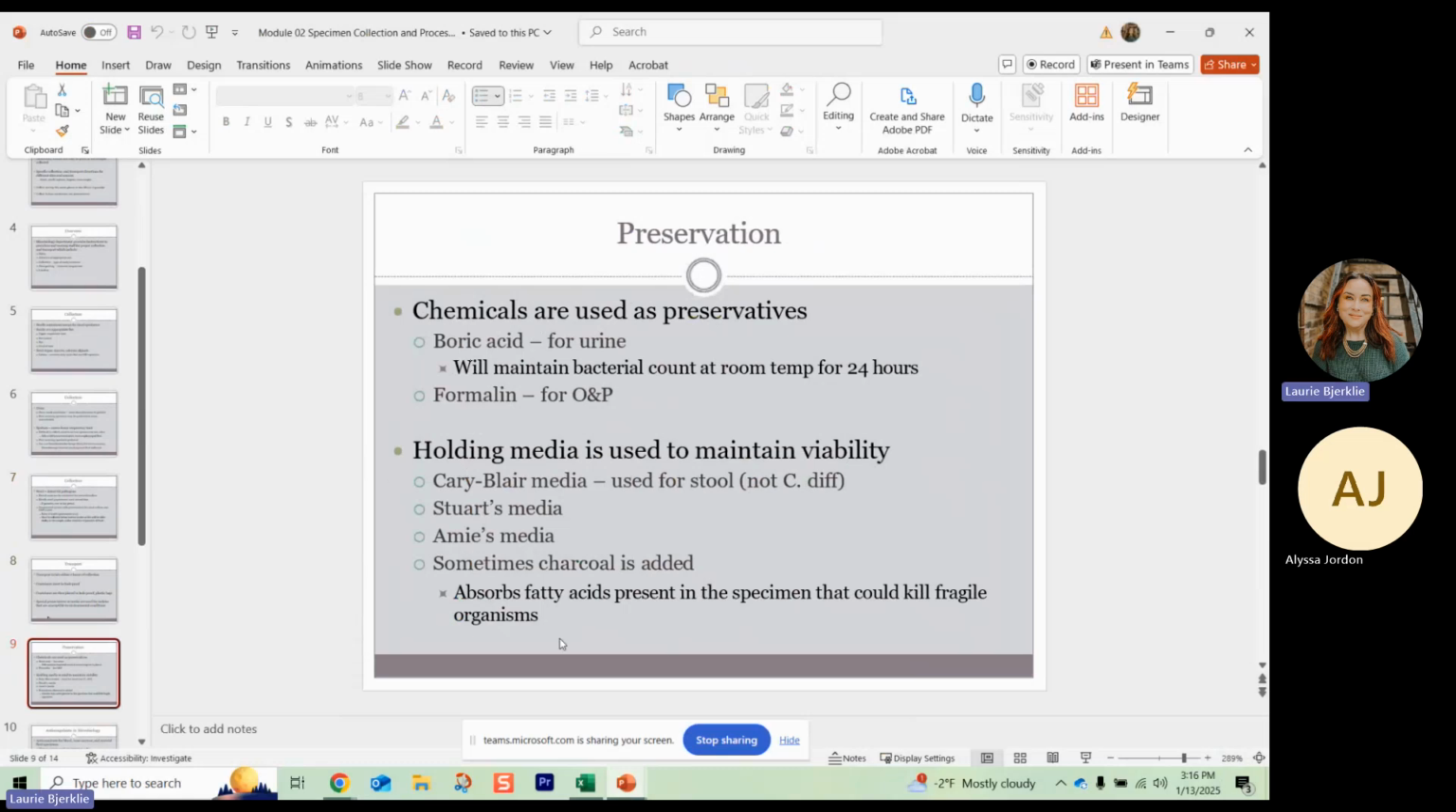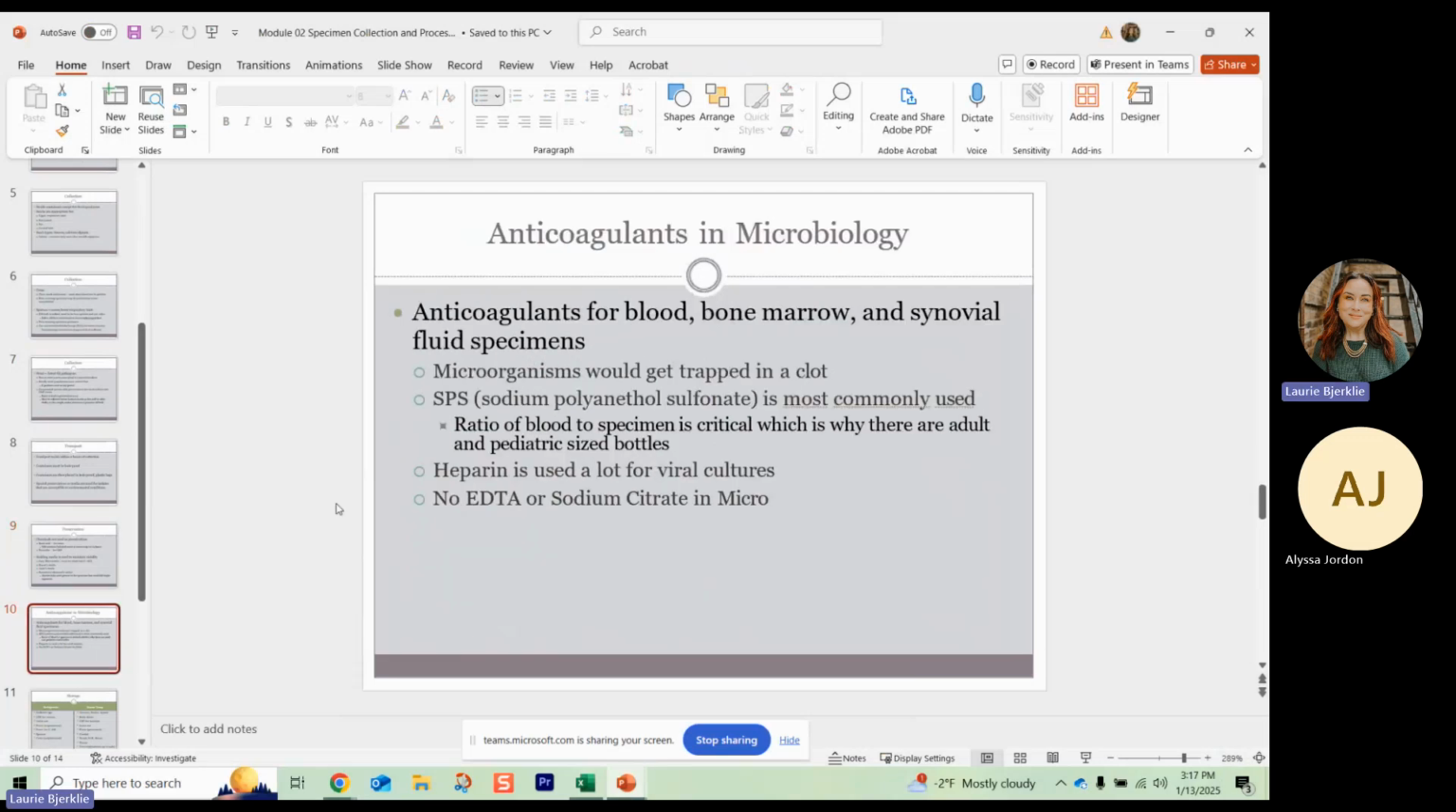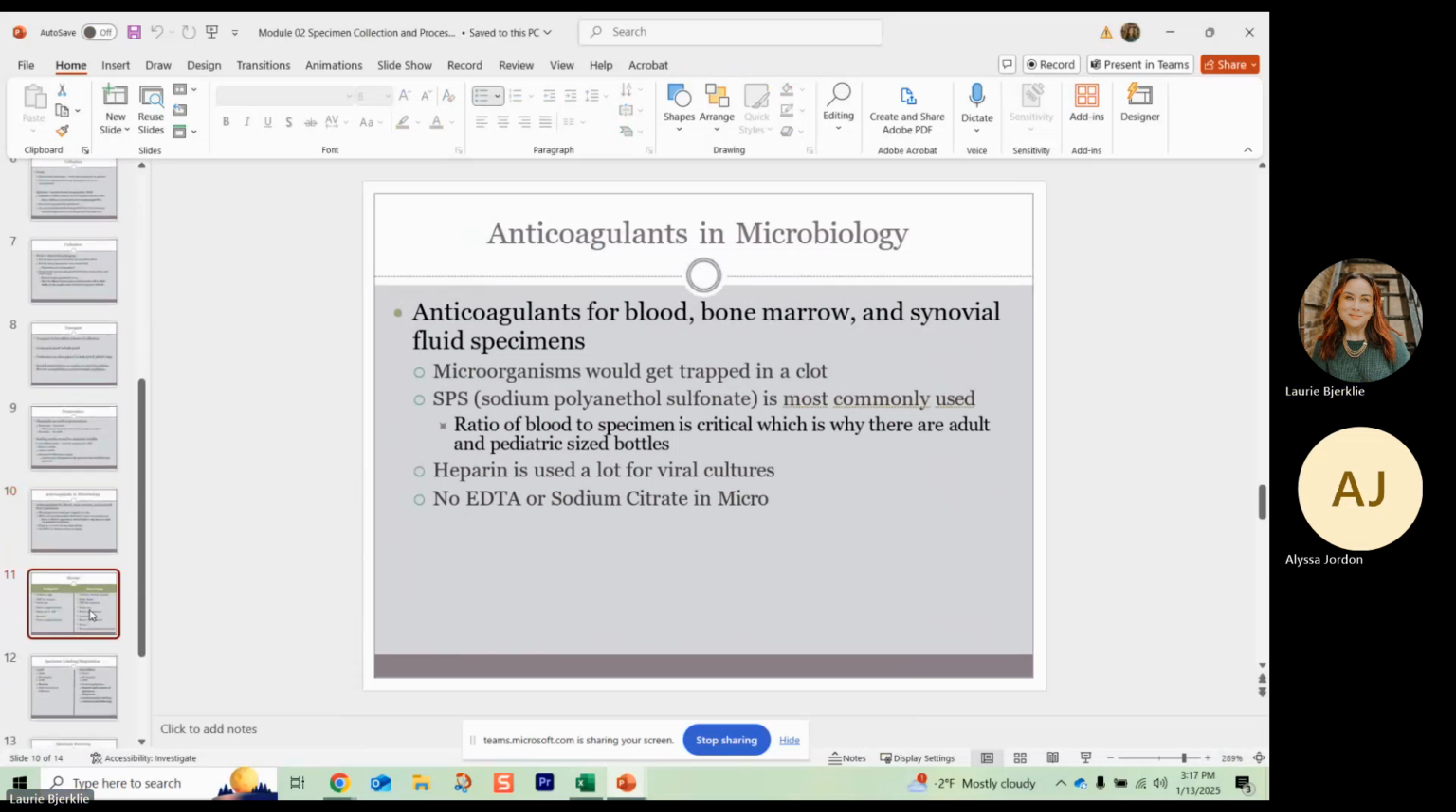And then there's other media here that will help maintain the viability of the organism if we can't get it set up right away. This, again, very informational. I do not test you on this. There's also anticoagulants. So if we're collecting blood samples, any fluid samples, we don't want them clotting and clumping. So there is anticoagulants in those specimens to make sure that it stays liquid so that we can play with it. We can't play with a clotted sample. It has to stay liquid. So again, this is informational.